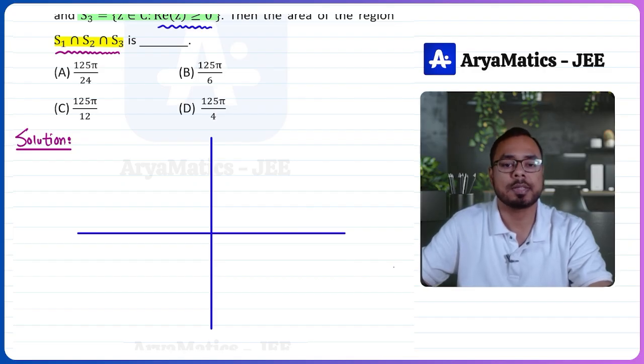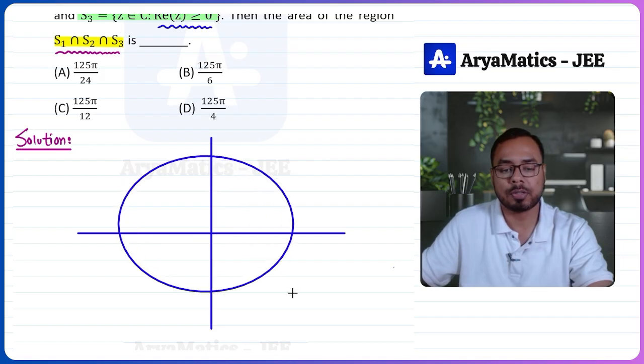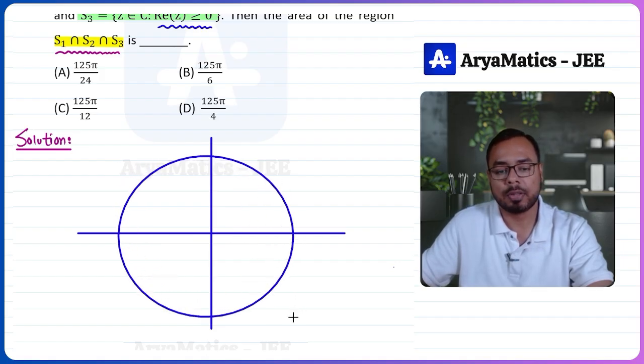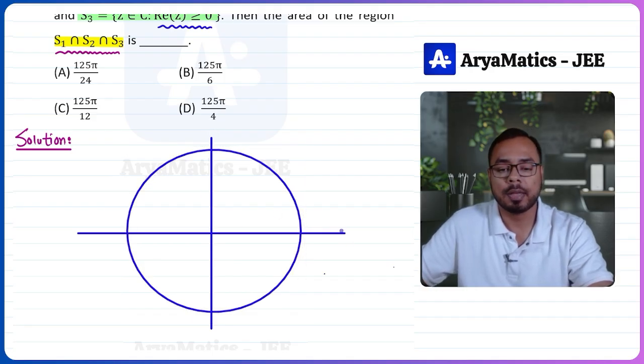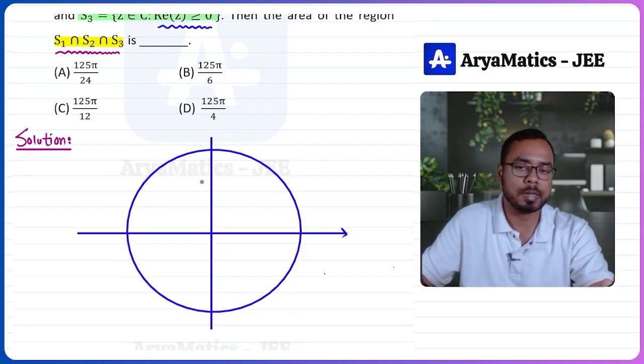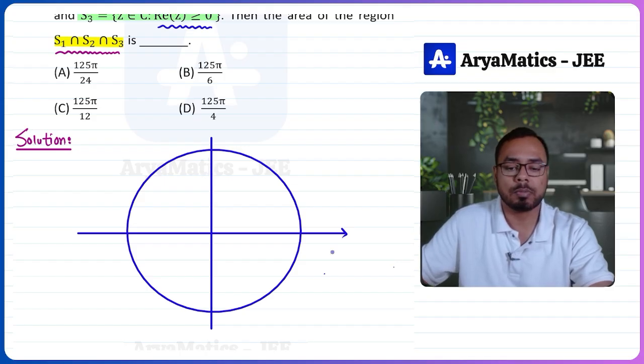So the first locus is fairly straightforward. Mod z equals 5 means points on this circle, and less than 5 means points inside the circle. So the first inequality will represent all the points which are either inside the circle or on the circle, with center at origin and radius 5 units.